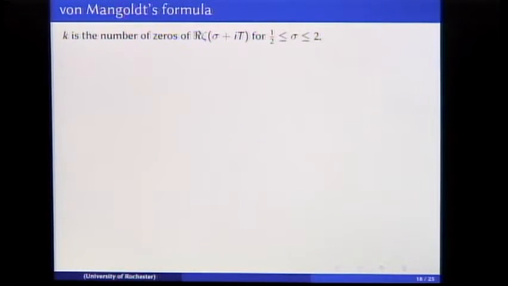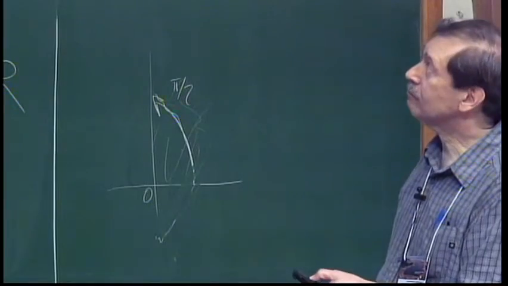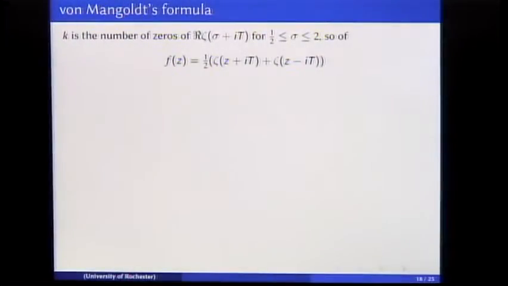Okay, now, k is the number of zeros of the real part of zeta here, but the real part of zeta can be written as an analytic function, namely one half zeta of z plus it plus zeta of z minus it. That gives you the real part of zeta of z plus it. And if z is between 1 half and 2, now let's change the axis. This is the x-axis. This is the y, imaginary axis. z is x plus iy.